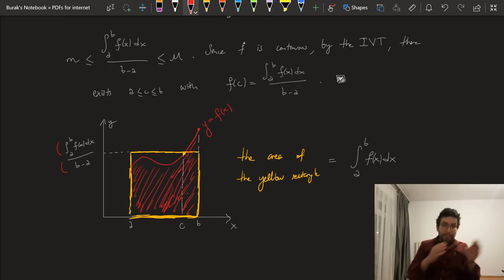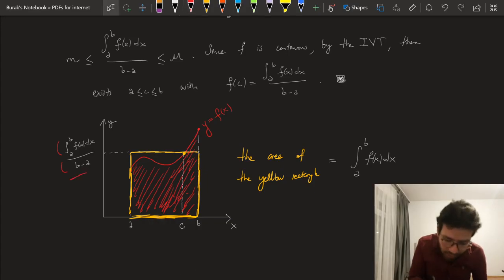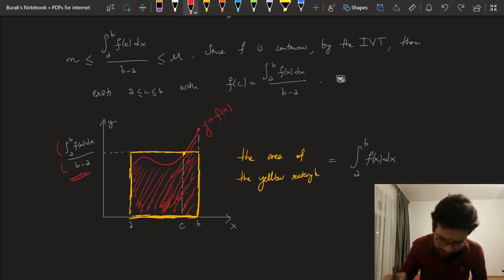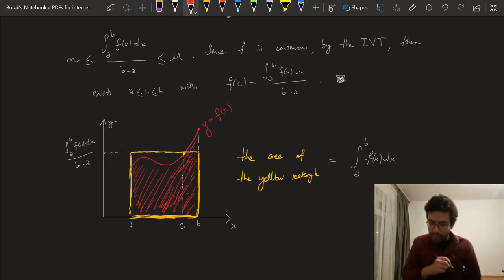And the reason it's called the mean value theorem is that this quantity is the mean, or average, value of f over the interval a b. So I'm going to write that down. Okay, I did something bad. Let me write that definition down, and then I think after that we're going to stop.